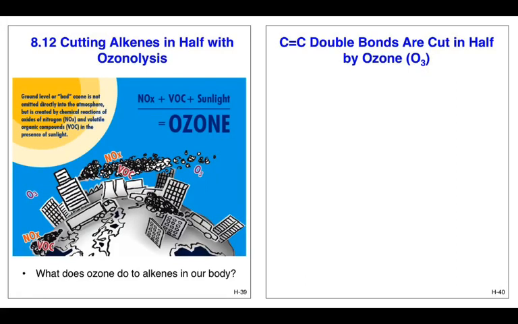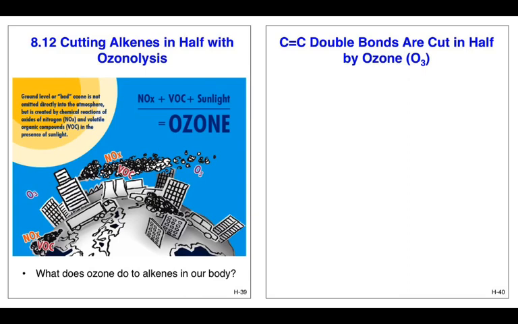Hi everybody, welcome back. So in this very last reaction, you are now going to learn in this chapter, and probably for the whole semester, it's the last reaction we're going to learn for now. We are going to cut alkenes in half in a reaction which is called ozonolysis. So it's a pretty cool reaction.